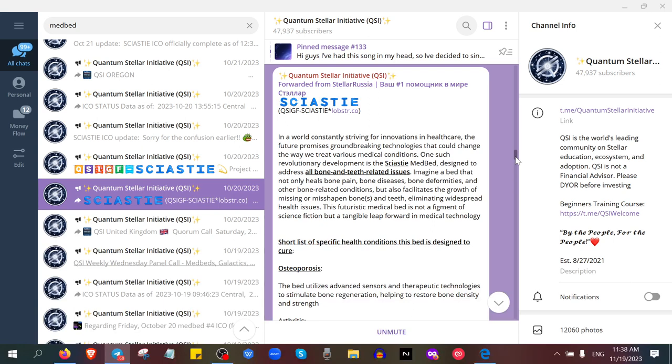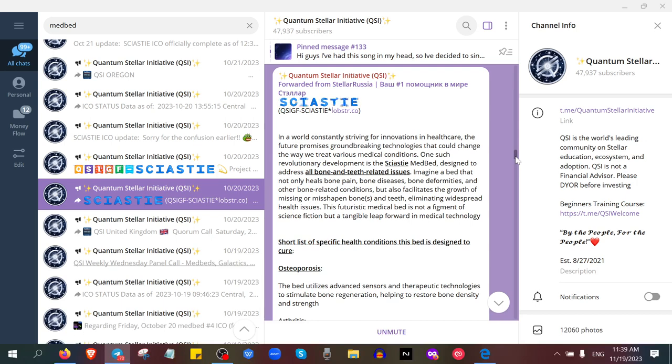In a world constantly striving for innovations in healthcare, the future promises groundbreaking technologies that could change the way we treat various medical conditions. One such revolutionary development is the CST Medbed. Designed to address all bone and teeth related issues, imagine a bed that not only heals bone diseases, bone deformities, and other bone related conditions, but also facilitates the growth of missing or misshapen bones and teeth, eliminating widespread health issues. This futuristic medical bed is not a figment of science fiction, but a tangible leap forward in medical technology.